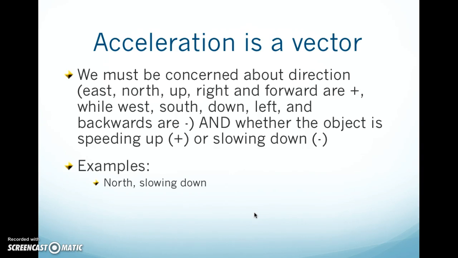So examples, if we have north slowing down, I'm going to get my pen back. Okay, so I have my pen. North slowing down. North would be a positive direction, slowing down is negative, and so the combination would be a negative acceleration.